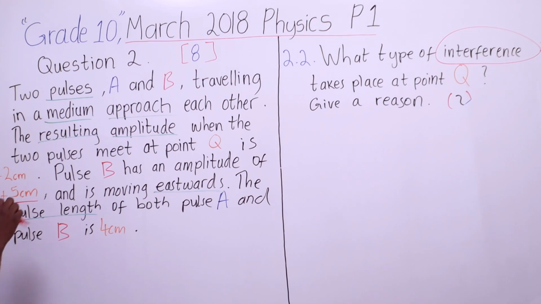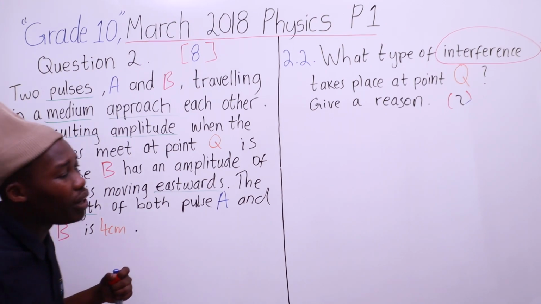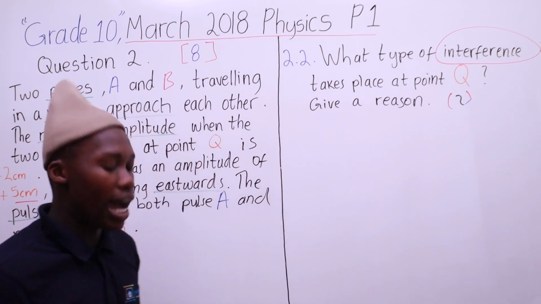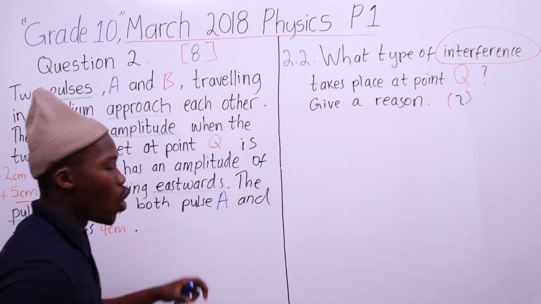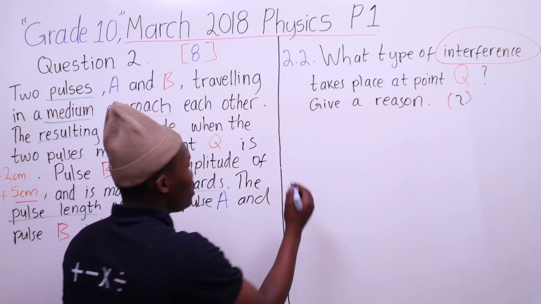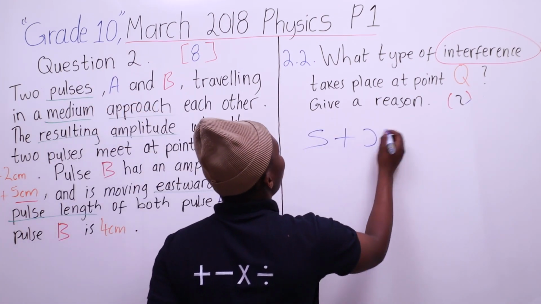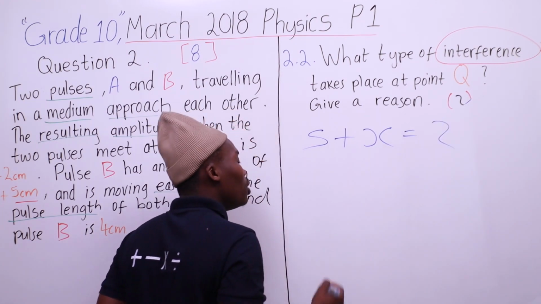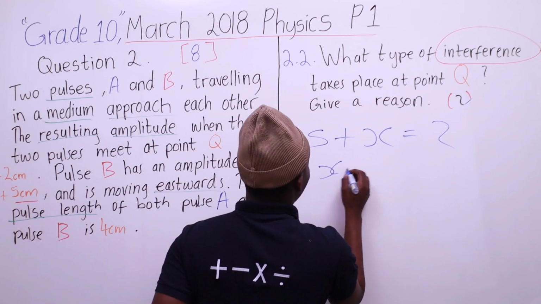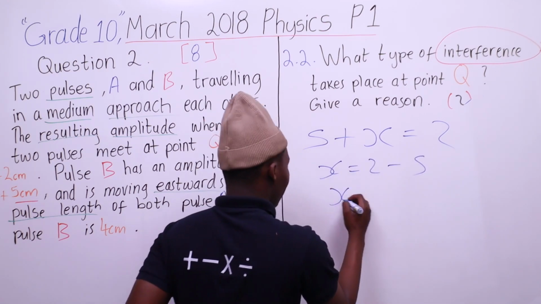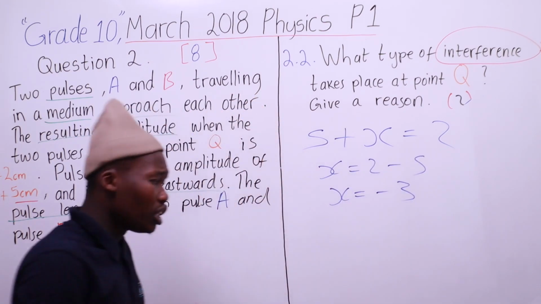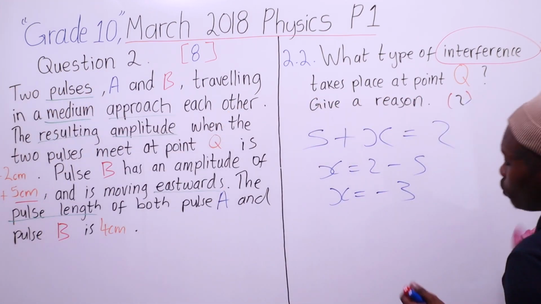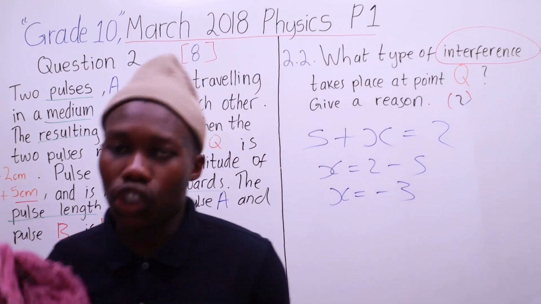But when they meet they get 2. The 5 has decreased to 2, which means they met and resulted in a smaller pulse. 5 plus x, which we do not know, is equal to 2. So x is equal to 2 minus 5, so x is equal to minus 3. The amplitude of A is negative 3. Why? It is a trough.